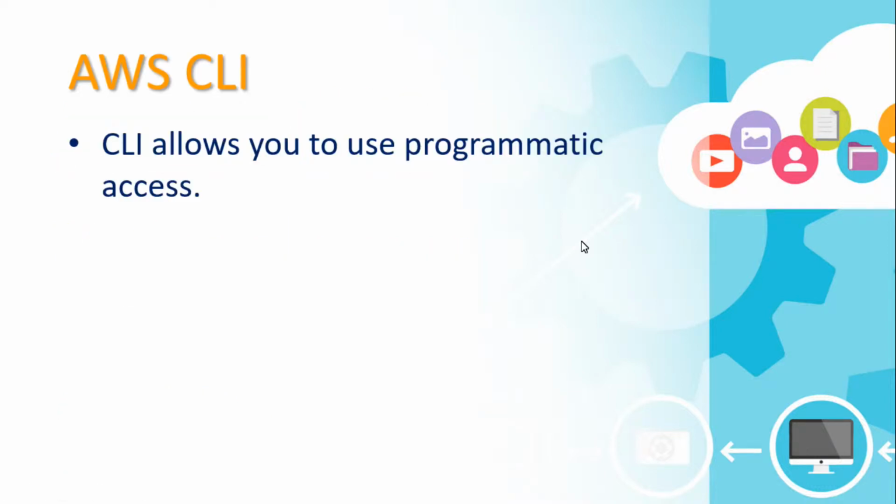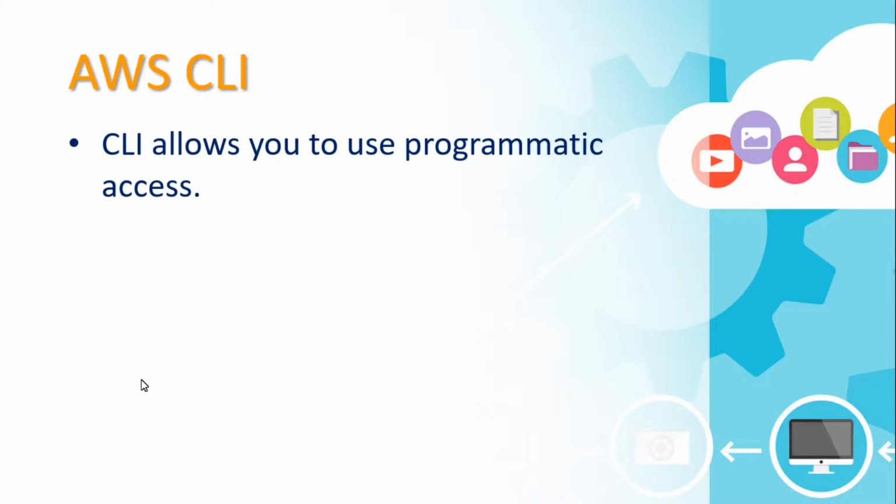CLI allows you to use the programmatic access. What is programmatic access? In the previous videos, we have discussed that there are two ways to access your Amazon Web Services account. One is the Amazon Web Services console, that is the AWS console, that is the GUI mode. Another one is the programmatic access, that is the CLI mode.